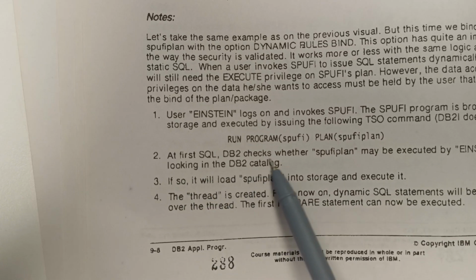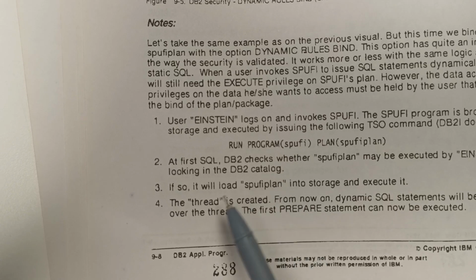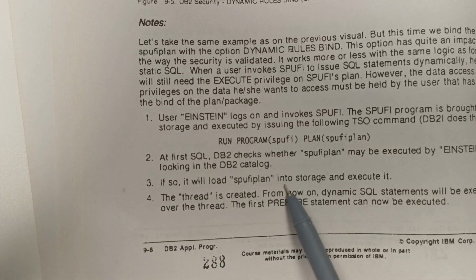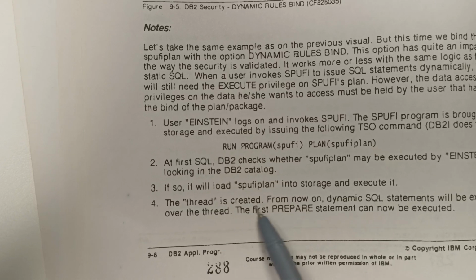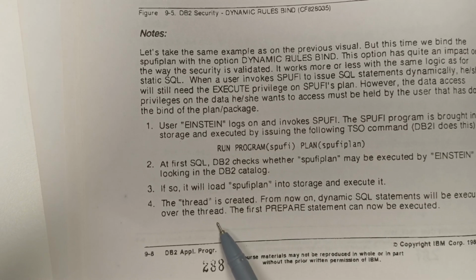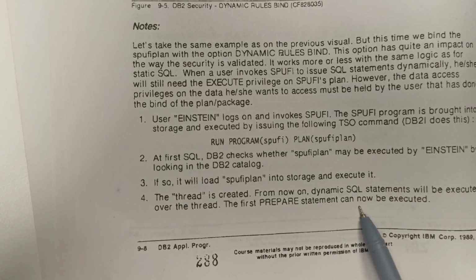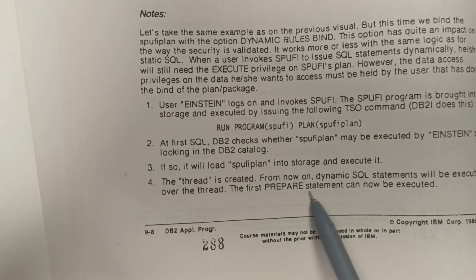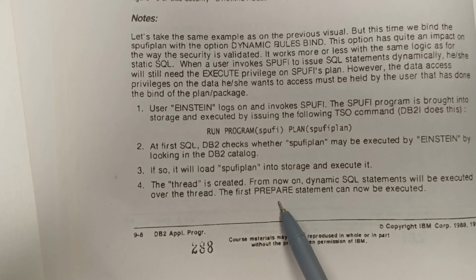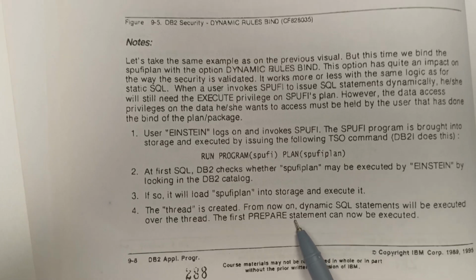At the first SQL, DB2 checks whether the SPUFI plan may be executed by Einstein, looking into the DB2 catalog. If the user has the access, then it will load the SPUFI plan into storage and then the thread will be executed. Once the thread has been created and executed, the first prepared statement can now be executed. What is the prepared statement for the dynamic SQL? We will discuss the prepared statement in more detail while discussing other dynamic SQL.